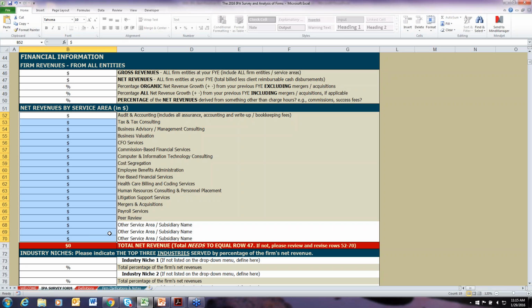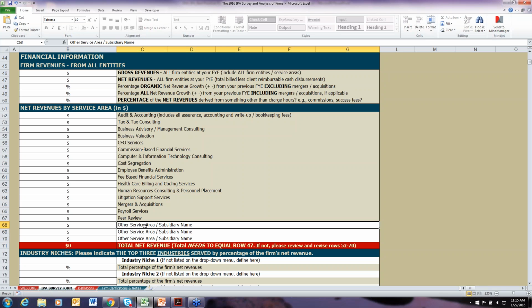please enter the dollar amounts and names of the service or entity. Please enter the dollar amounts in rows 68, 69, and 70, and then the name of the entity or the service in column C here on the right. This is where you can tell us the names, and again, notice it is white, so that is a field that you can type into.